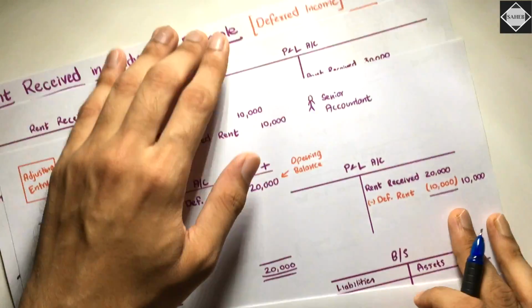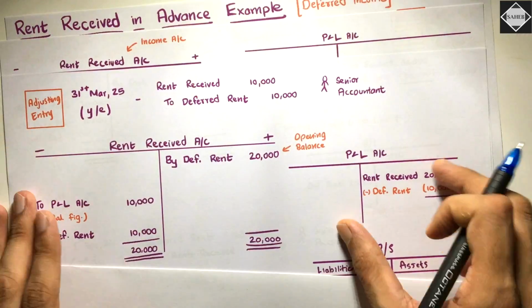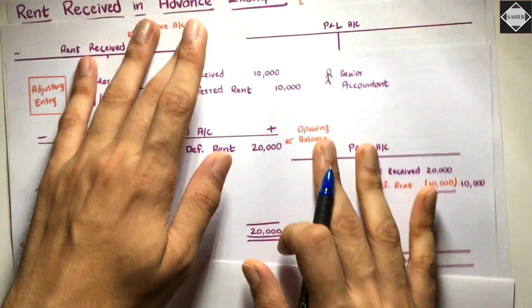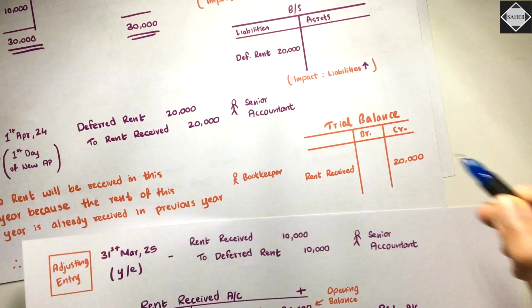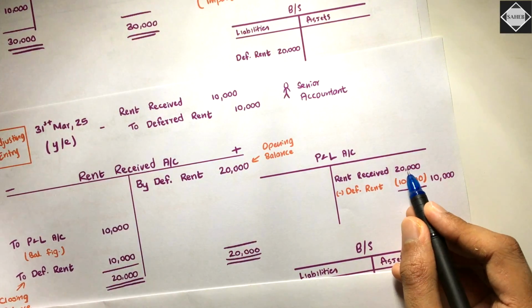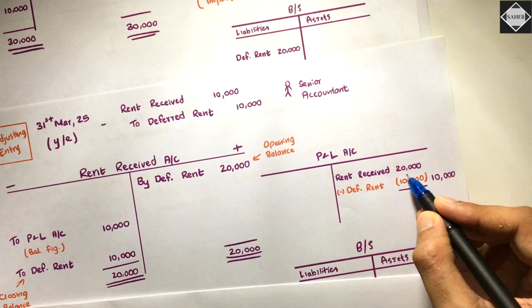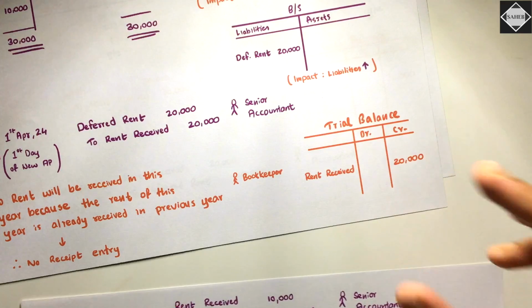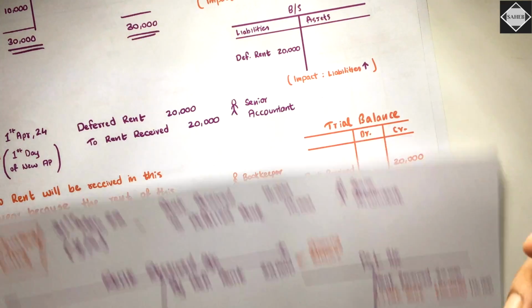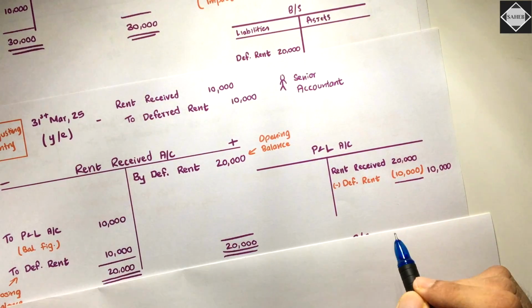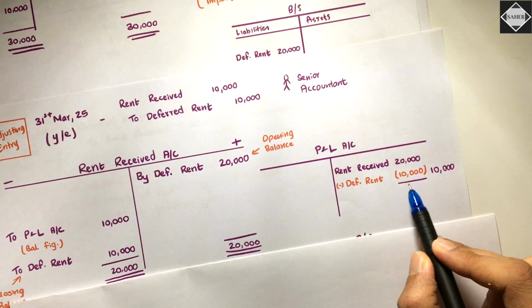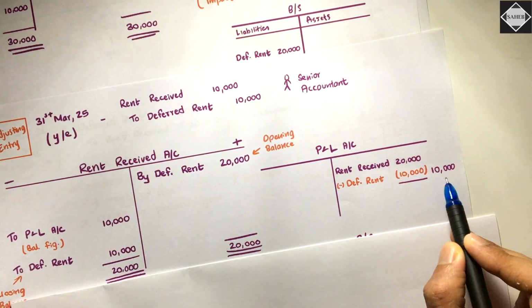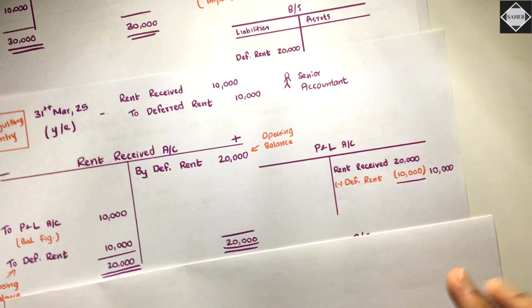Is that clear? But if you're doing the adjustment directly in the financial statements, then you have to first go to the trial balance and take 20,000 from there. So rent received 20,000. And then, out of that 20,000, in the additional information you will be given that 10,000 is deferred rent. So minus deferred rent 10,000. You have taken the income and you have reduced 10,000 of income from that. 20,000 minus 10,000 is equal to 10,000. Is it clear? So this is how you have to do it.